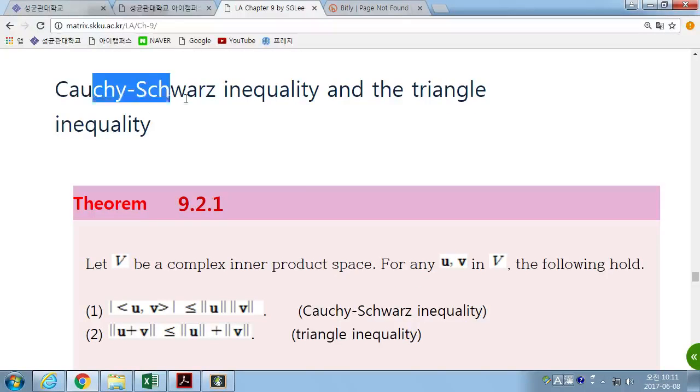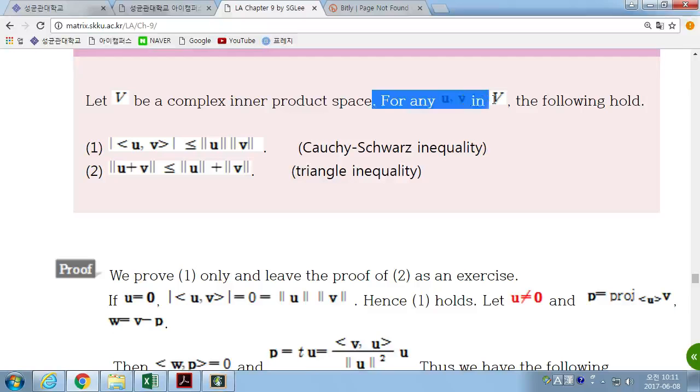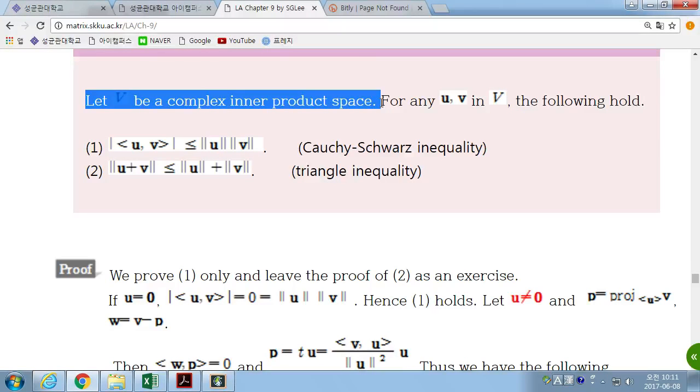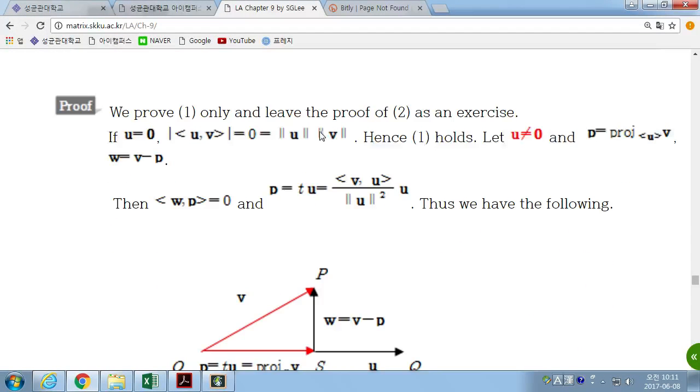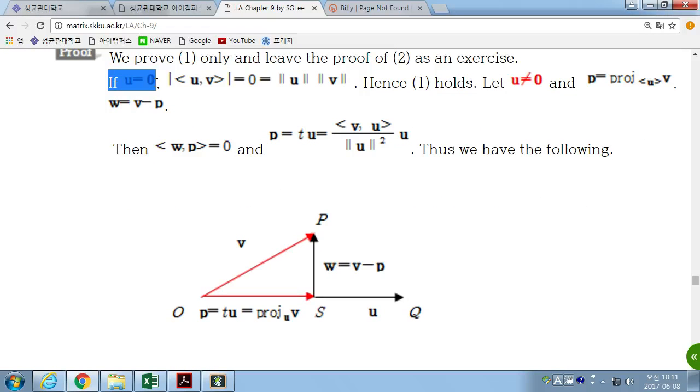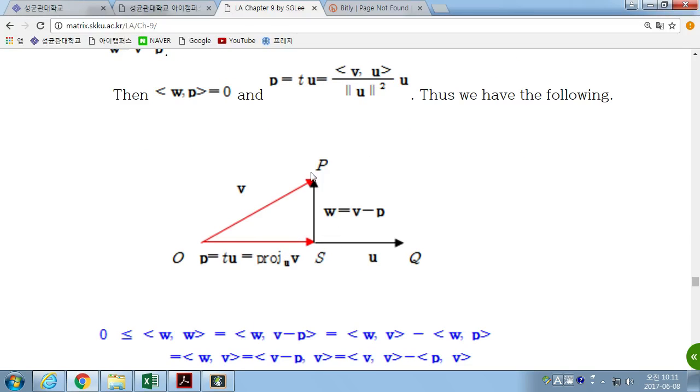That's it. Now the Cauchy-Schwarz inequality. For any vectors in a complex inner product space V, the Cauchy-Schwarz inequality holds like before. The proof is exactly the same, and the triangle inequality just follows from the Cauchy-Schwarz inequality. If v is equal to 0 or u is equal to 0, then it's trivially true. If u is not 0, then we can think about the projection of v onto the span of u. So when we have u and v, the projection of v onto u is p, which is t times u, and then we can find w as v minus p, which is also orthogonal to u.